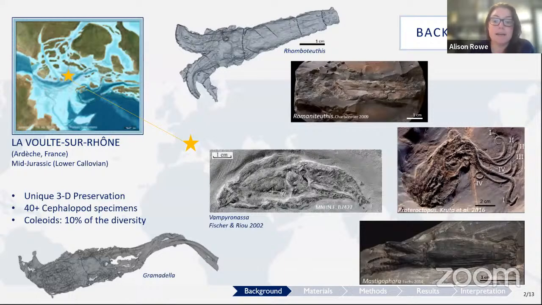For my study, I'm using vampyromorph coleoids from La Voulte-sur-Rhône. This is a Lagerstätte in the Ardèche in France. It's mid-Jurassic in age. This site is unique as it preserves specimens in 3D, and you can see some of the samples from some of the Jurassic coleoids from the locality. Most specimens recovered from this site were described in the 80s by Fischer and Riou, although in recent years some have undergone reappraisal.